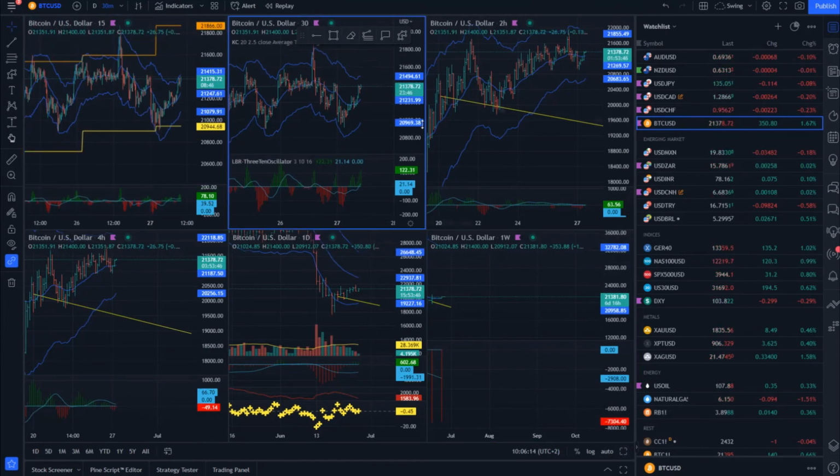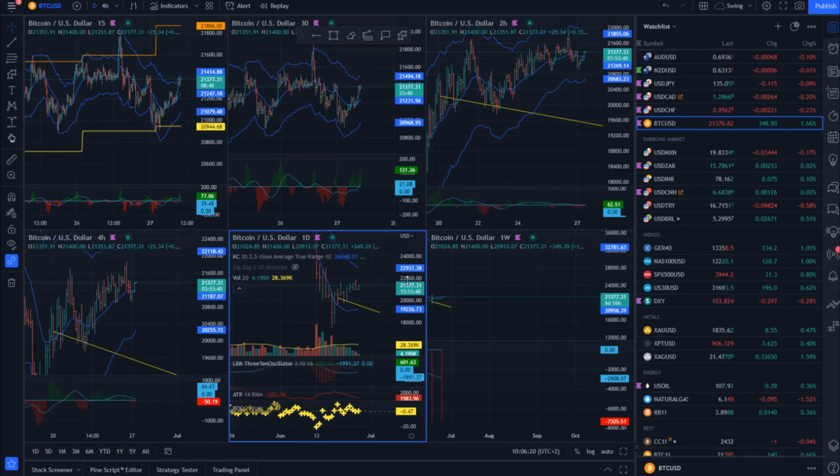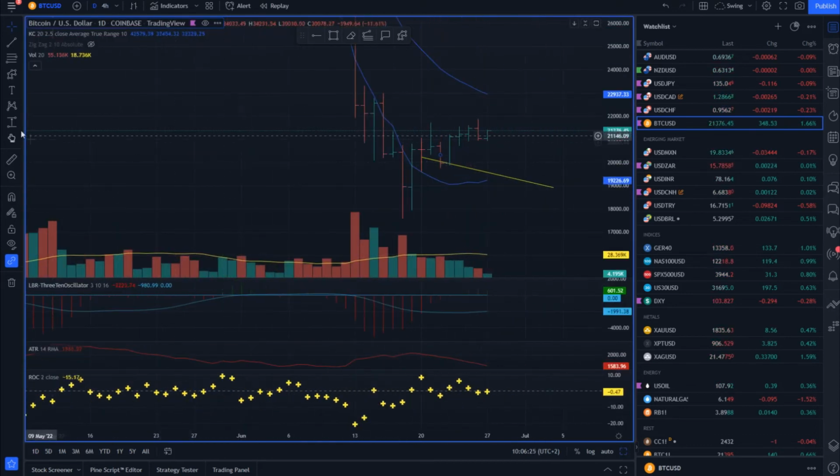I don't see any spectacular structure that I can say is building here. But again, if you watch the daily, we have this 3-day balance. So a breakout of the 21,900 can potentially lead us towards the 23,000. Breakout of the low of 20,600 can potentially lead the price towards the 19,870.